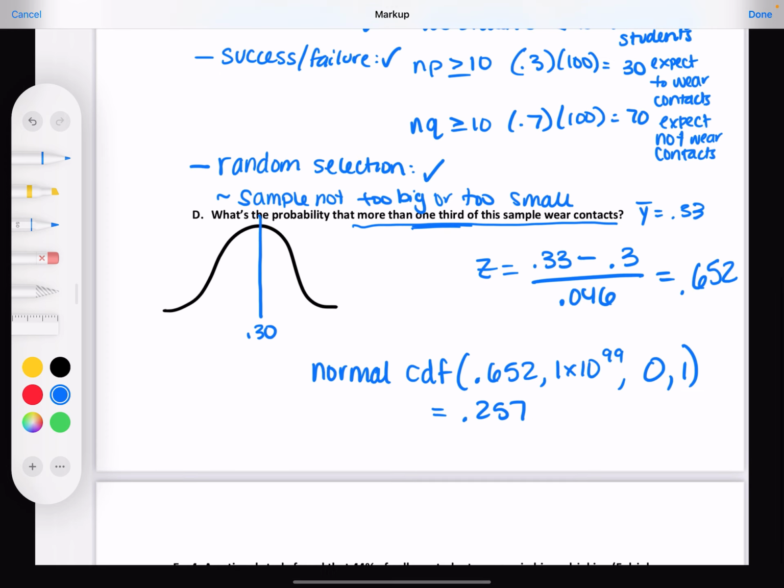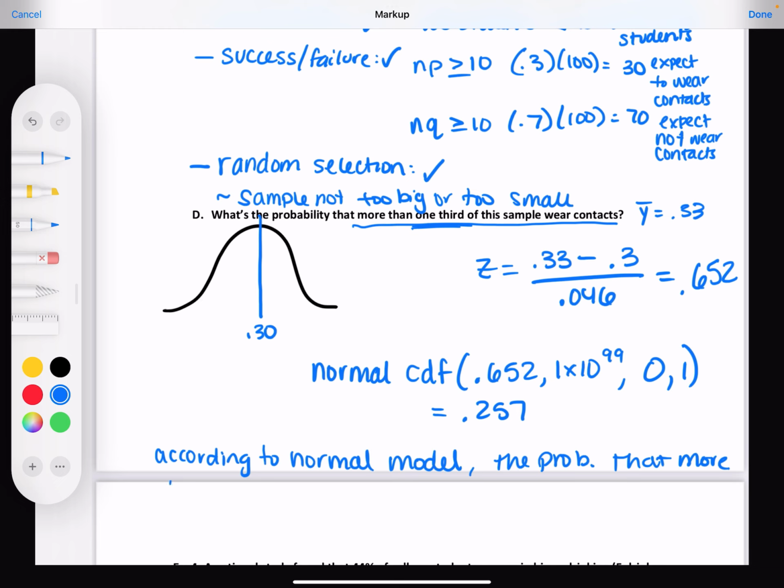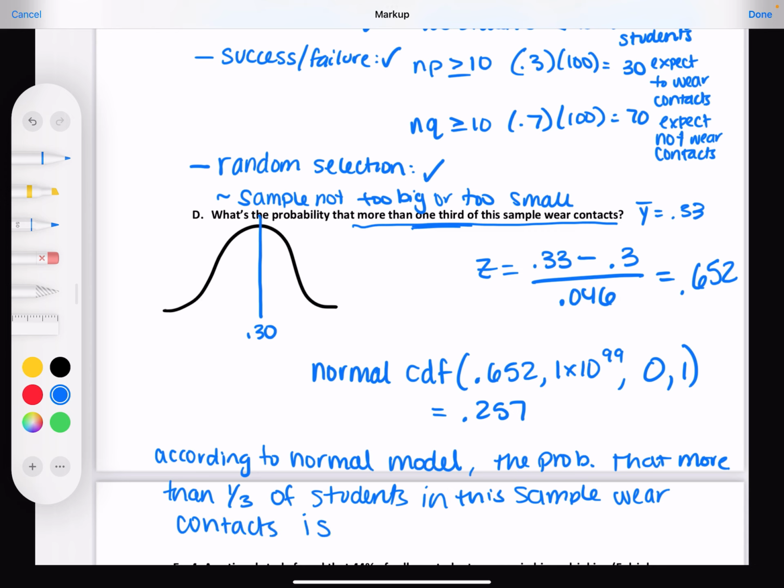So based on that, okay, we want to draw a conclusion here. According to the normal model, the probability that more than 1/3 of students in this sample wear contacts is about 25.7%.